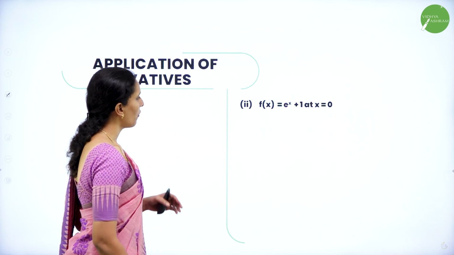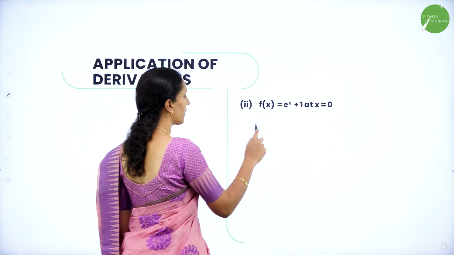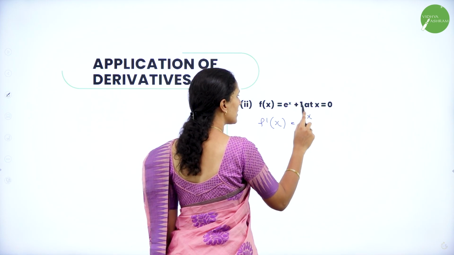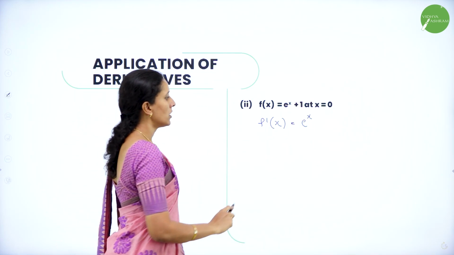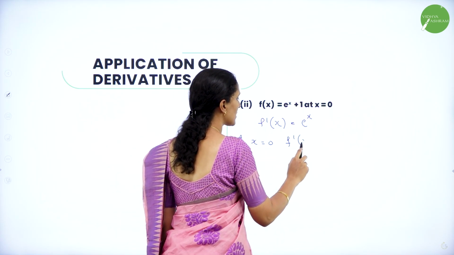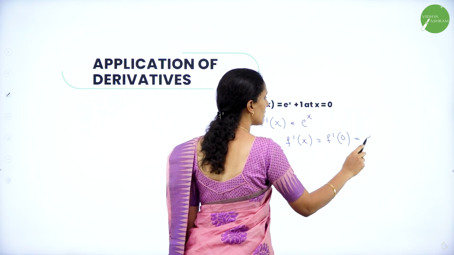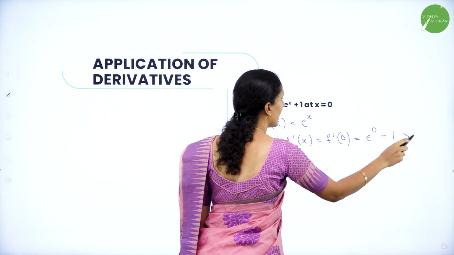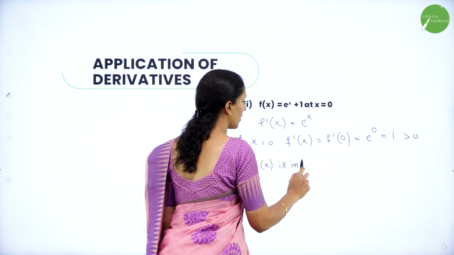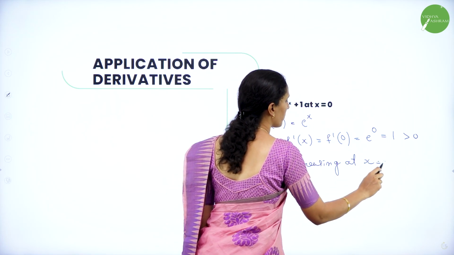Next we have f of x is equal to e power x plus 1 at x is equal to 0. So let's differentiate the function. Differentiation of e power x is e power x. Differentiation of 1 is 0. So let's see at x is equal to 0. f dash of 0 is e power 0, which is equal to 1, which is greater than 0. So therefore f of x is an increasing function, increasing at x is equal to 0.